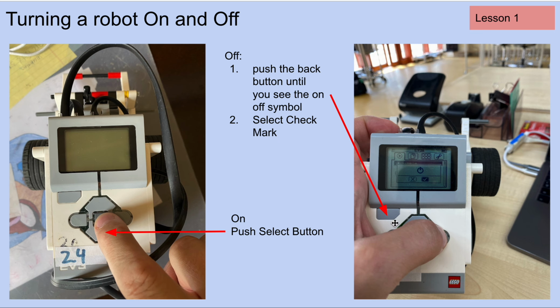This button right here and over here, this is your back button. So when you push this, it will take you back out of menus. It's also where you turn off your robot. So if you push this, depending on how deep you are into the menu system, if you push this until you see this screen, you can select the check mark to shut down your robot. But let's not shut down our robot right now. Let's just turn it on.